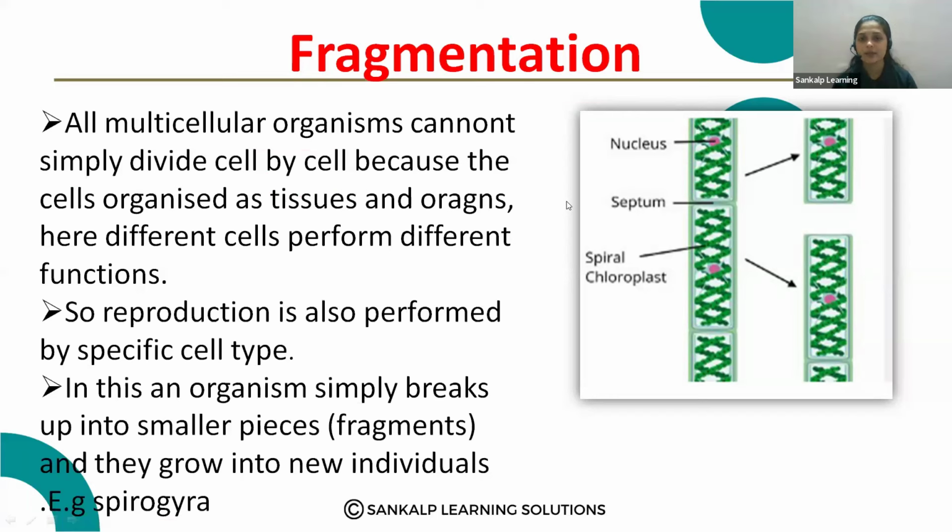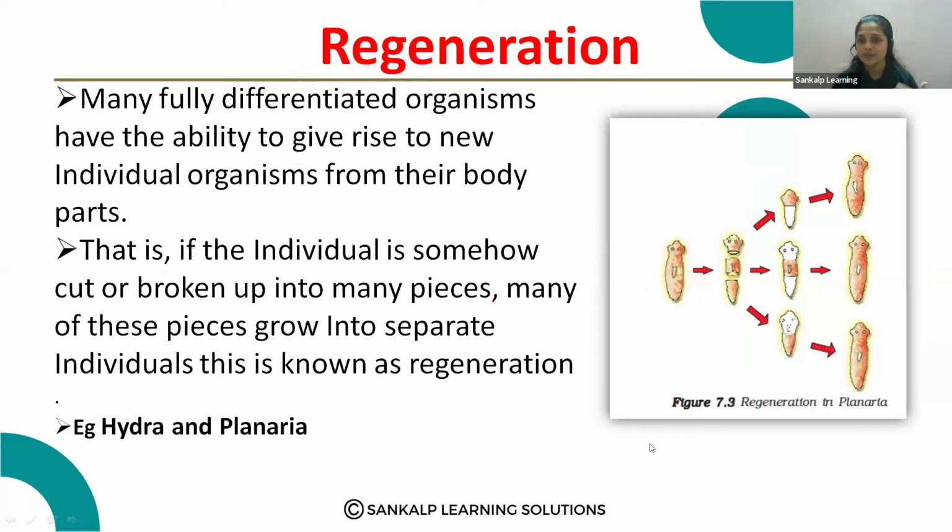Next type: we have already studied fission and fragmentation. The third type of asexual reproduction is regeneration. In all of these, very important, you should remember the example. Okay, so examples, MCQs have been asked many times in different question papers, so remember the examples. And what is regeneration, what is fragmentation, what is binary fission, the types of fission. These are all very important. Repeatedly I'm telling that, please note that down.